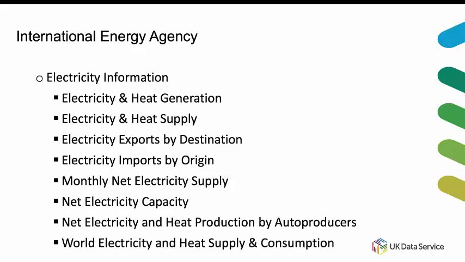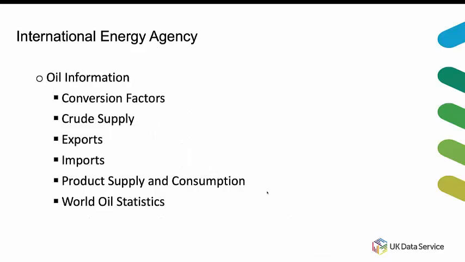Monthly balance of net electrical supply and net electrical capacity by the type of energy used to create that supply, that capacity. Oil information: average conversion factors from tons to barrels for OECD countries for 24 products.